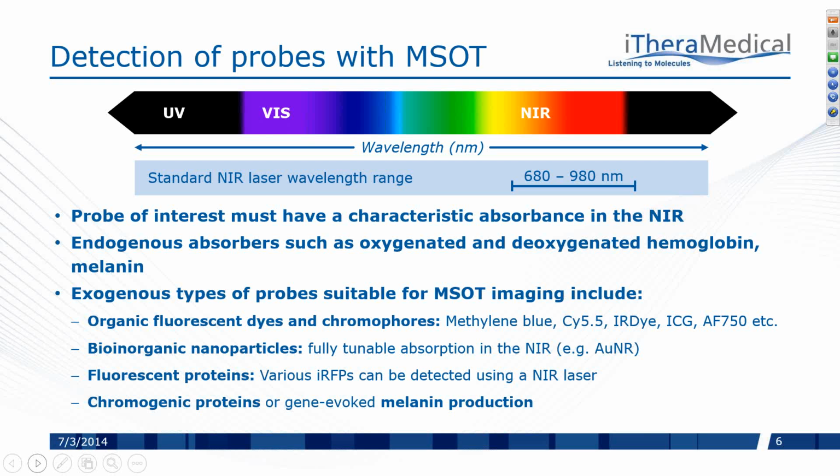And lastly, there's certain genetic reporters available. For example, fluorescent proteins are being evolved to absorb more and more into the near-infrared region, and the highest near-infrared proteins available absorb now at 710 nanometers. We can also look at chromogenic proteins. Often these are bacterial proteins that are colorful, and these can also be detected by MSOT.